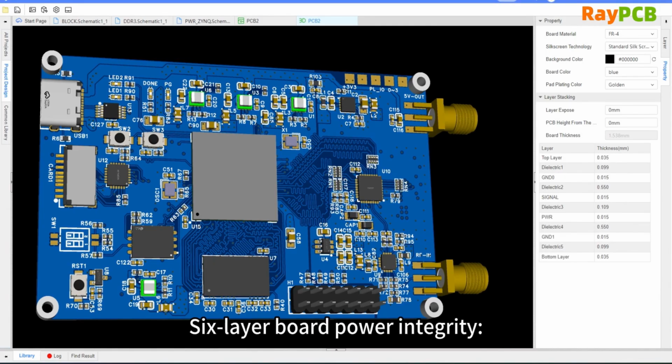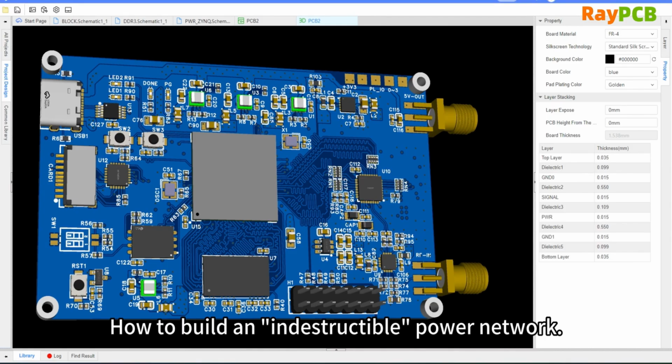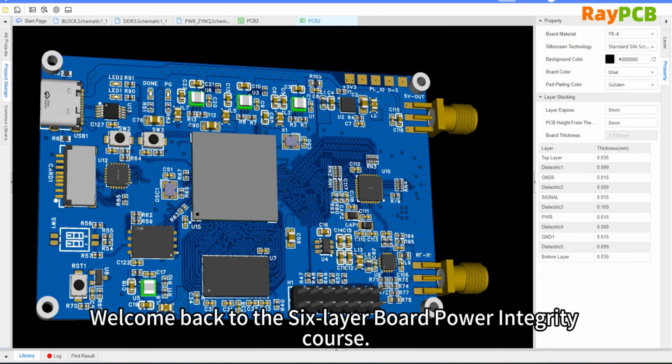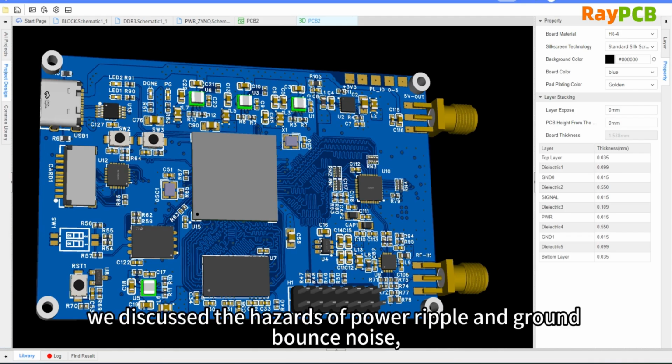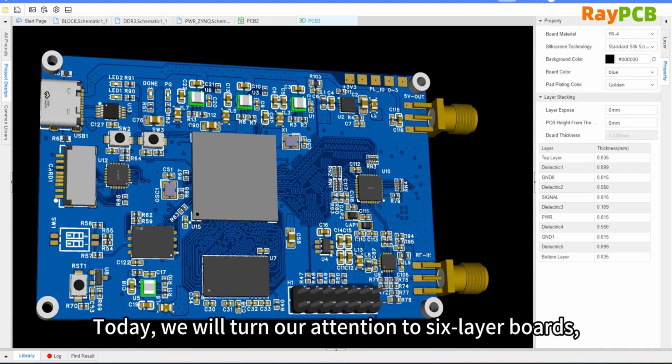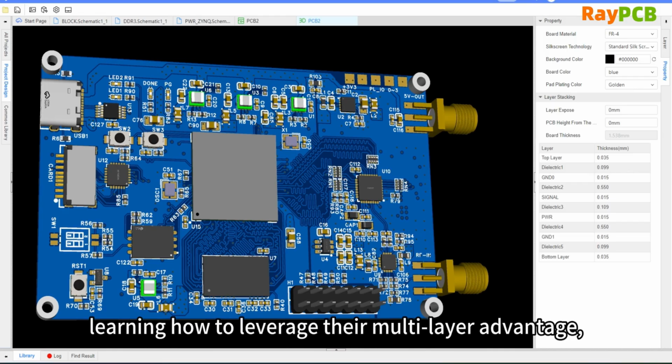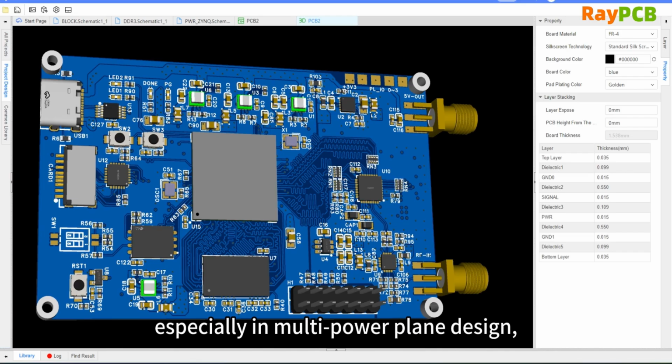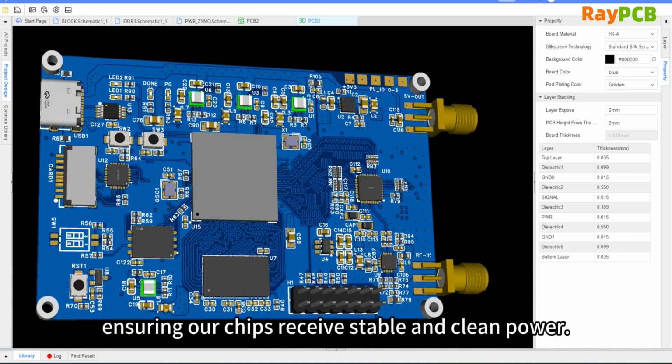Today, our topic is six-layer boards and power integrity: how to build an unbreakable power network with multiple power planes and diverse power sources. Welcome back to the six-layer board power integrity course. In the previous video, we discussed the dangers caused by power ripple and ground bounce, as well as the limitations of four-layer boards in handling complex power requirements. Today, we turn our attention to six-layer boards to learn how to make use of them. We'll explore the advantages of multi-layer boards, especially how multi-power plane designs can help build an unbreakable power network. This ensures that our chips can receive a stable and pure supply of power.